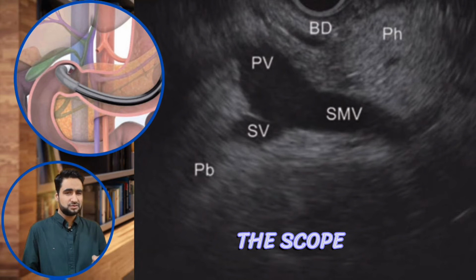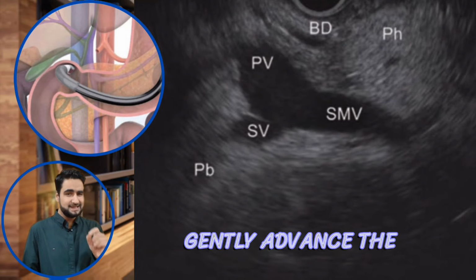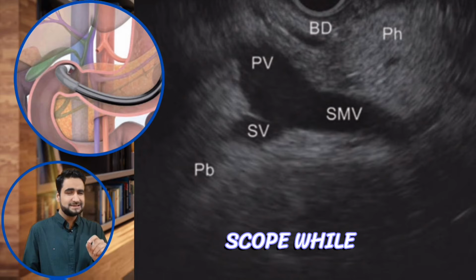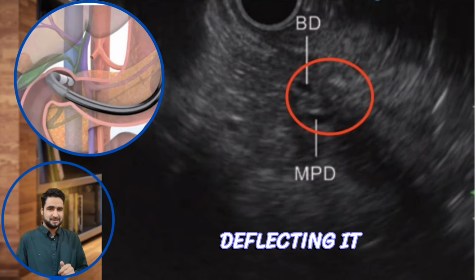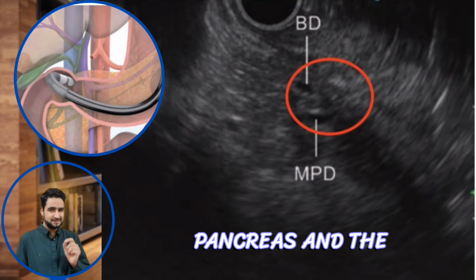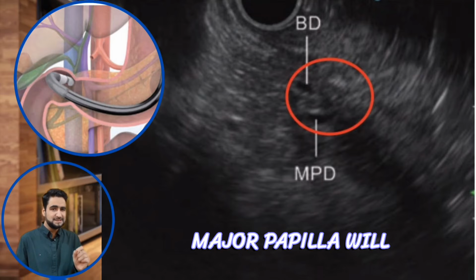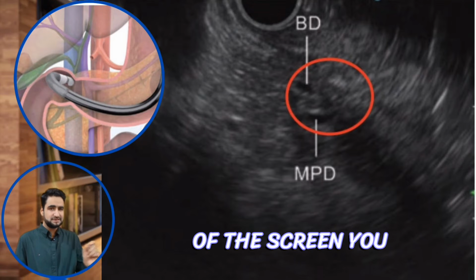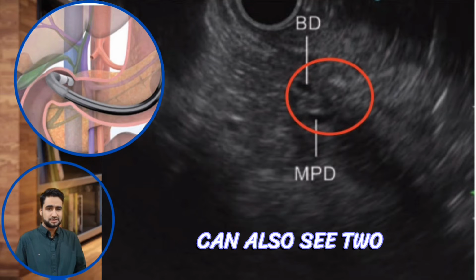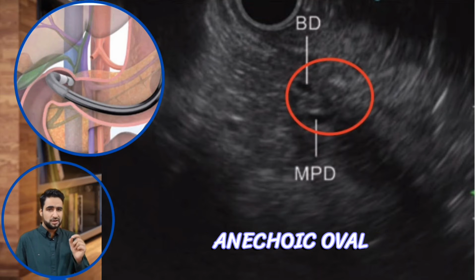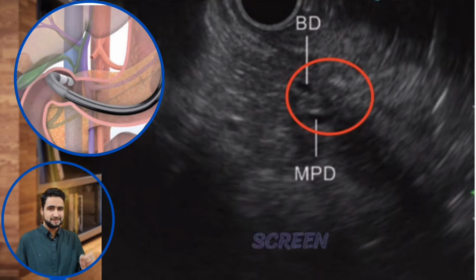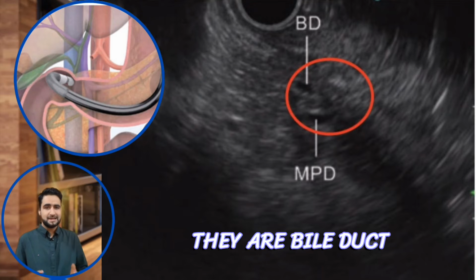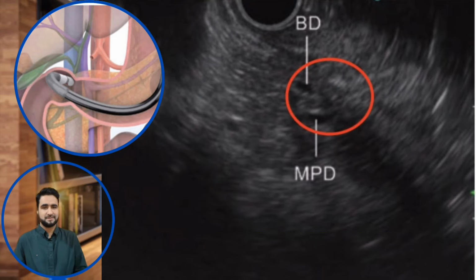Now keep turning the scope clockwise and gently advance the scope while slightly deflecting it. The head of the pancreas and the area of the major papilla will be imaged on the right side of the screen. You can also see two anechoic oval structures on the screen. They are the bile duct and pancreatic duct.